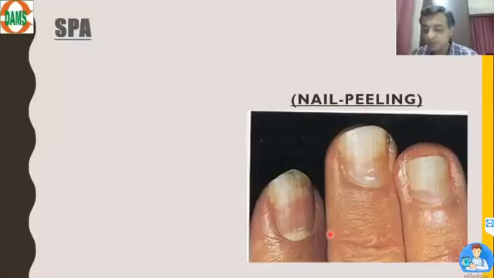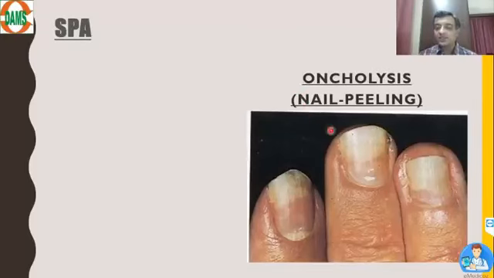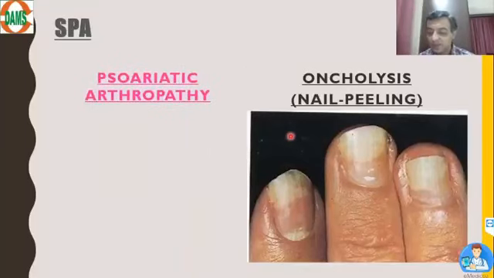What is this problem? Nail peeling. The image is showing nail peeling. It is called onycholysis. One page each only. Simple notes I am giving you. Whatever is important, that's all we want to remember.